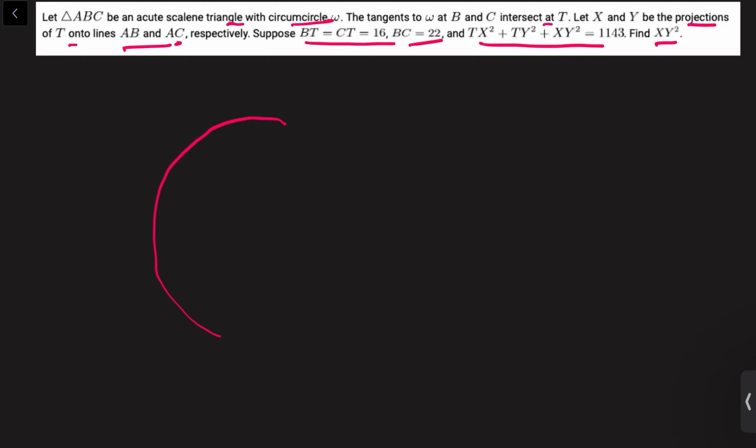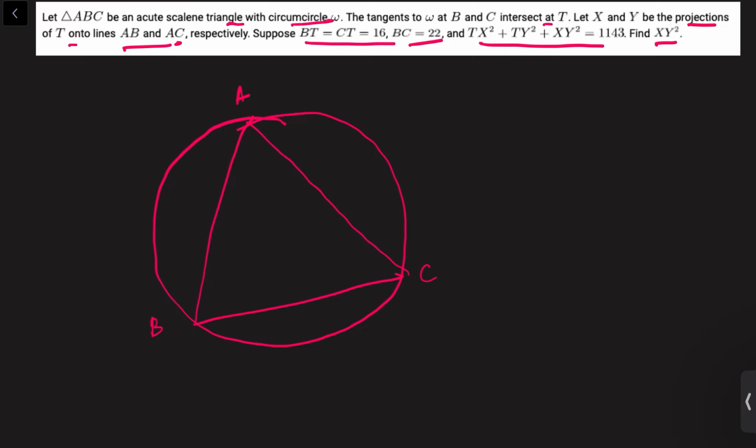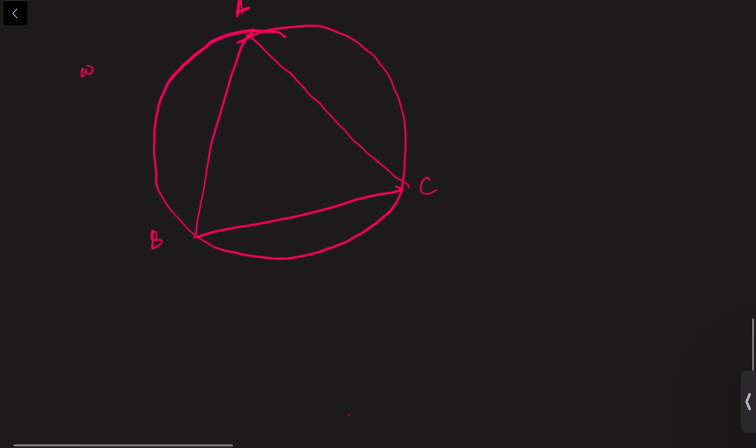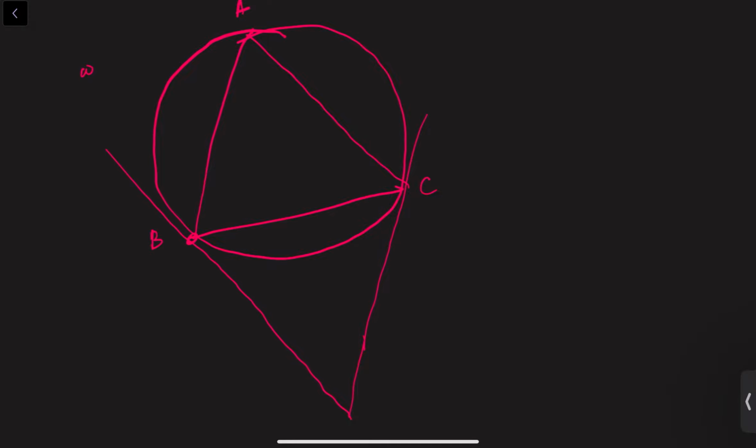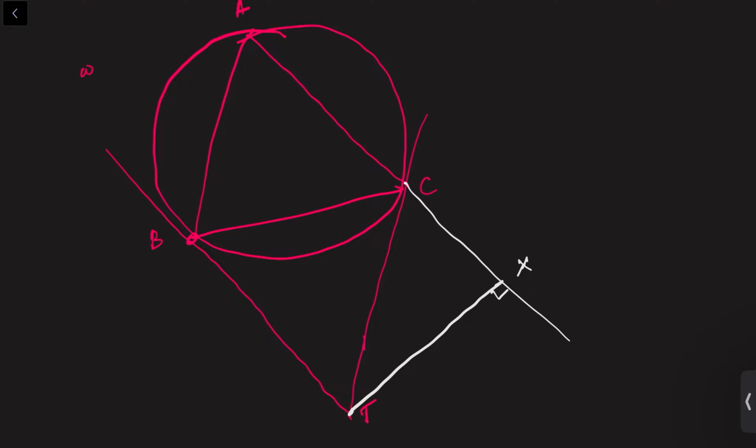So if we consider a circle, we have an acute angle triangle ABC, and the circle is omega. Let's say the tangents are there from T. Since they are intersecting at T, we have tangents something like this. So this is T, and we have the projections from T being like this. So this is TY and TX.